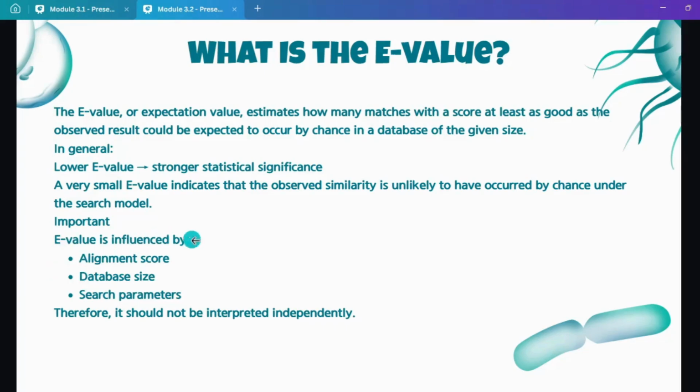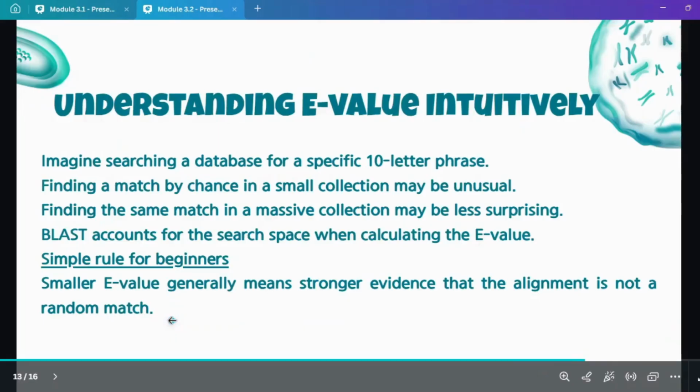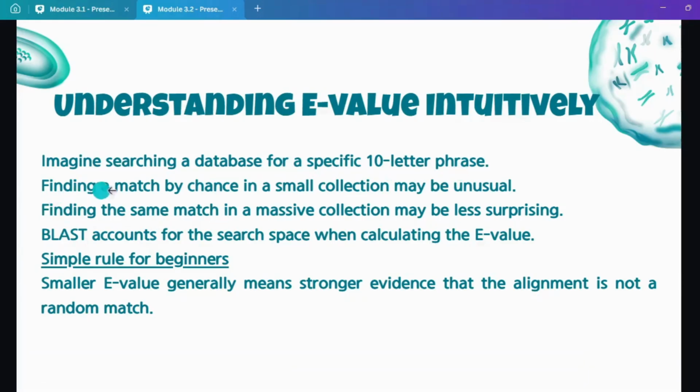Now, how is this e-value influenced? By alignment score, database size, and search parameters. Therefore it should be interpreted carefully. Imagine searching a database for a specific 10-letter phrase. Finding a match by chance in a small collection may be unusual. Finding the same match in a massive collection may be less surprising. BLAST accounts for the search space when calculating the e-value.